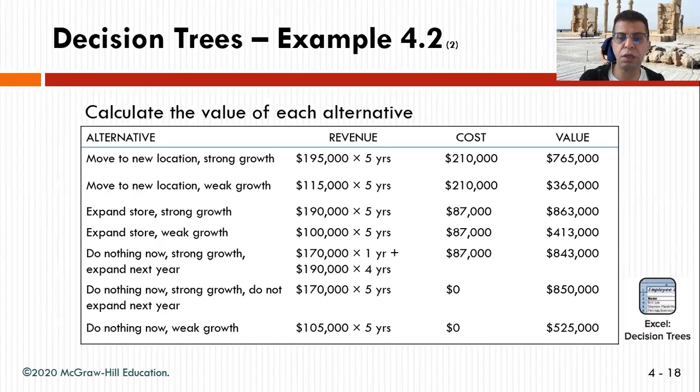And the calculation is, if it's a strong growth, it's going to be 195 multiplied by 5 years, and our cost is 210. So we will end up making a value of 765. If it's a weak one, the cost is the same, but we're going to end up making 365 here. Now, expanding the store, if it's strong and the cost is very low, we make 863. And if its growth is weak, 430.